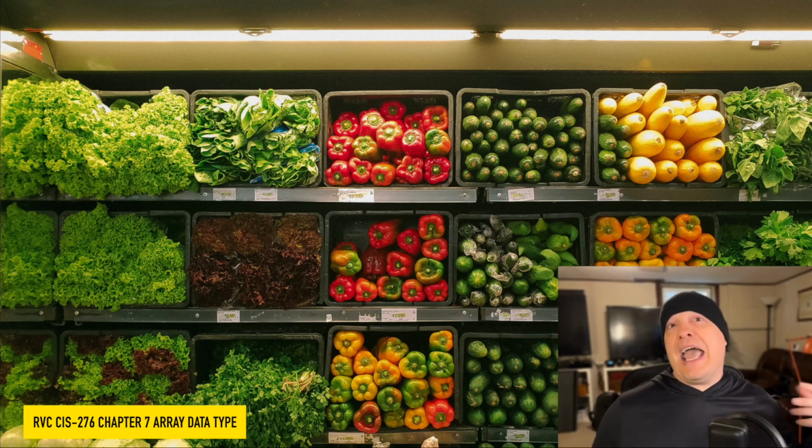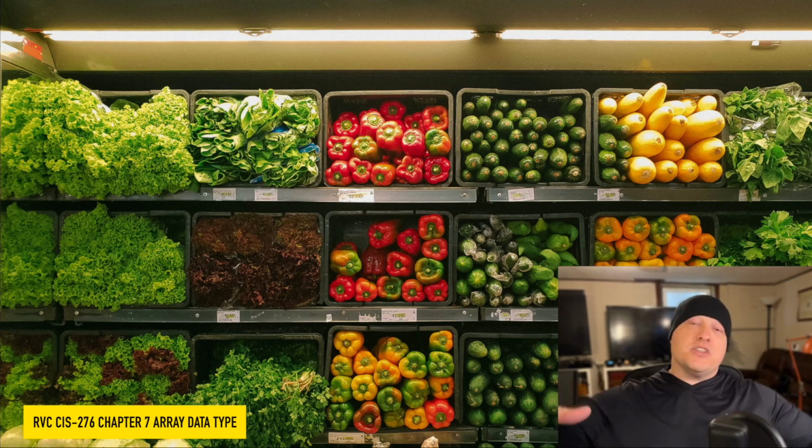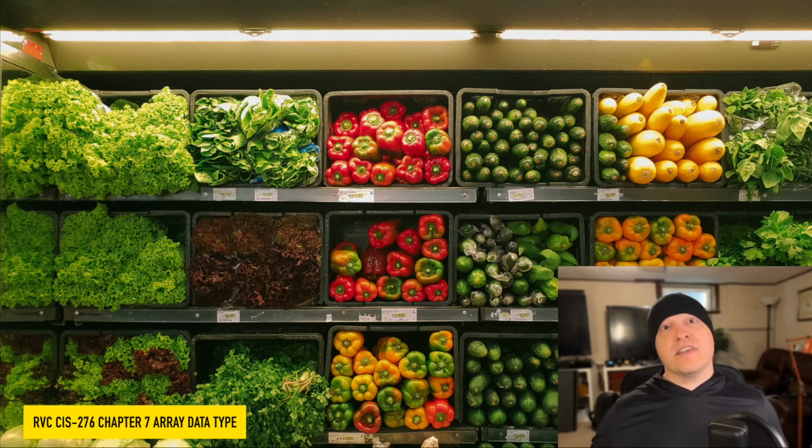I go to get eggs, and even if I just remove one carton of eggs, that specific carton of eggs has 12 or 18 data members in there, and those data members are homogeneous. They are all eggs of the same type. At least that's what I've been led to believe all these years.